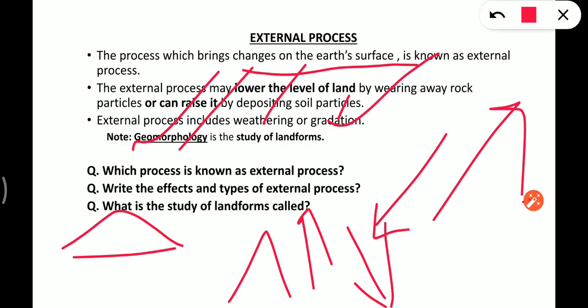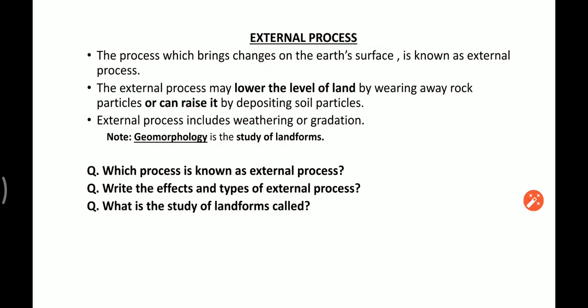Now 3 questions are here that you have to attempt. Which process is known as external process? So the process which brings changes on earth's surface, this is called external process. And the next, write the effects and types of external process. So effects are they lower the level of the land or they can raise the level of the land. And the types are weathering and gradation. Now what is the study of landforms called? It is geomorphology. Let's move to the next one.